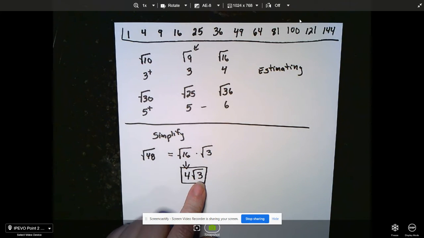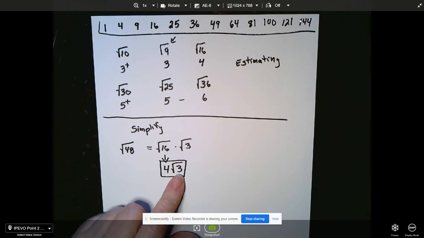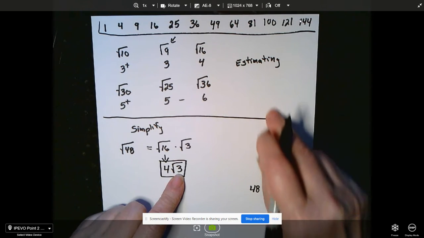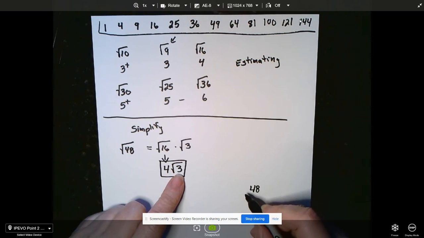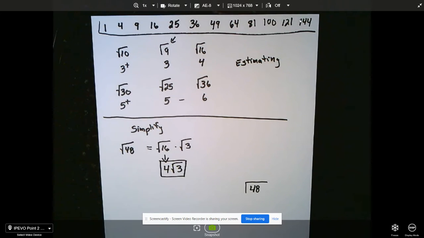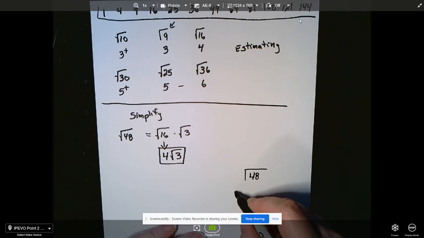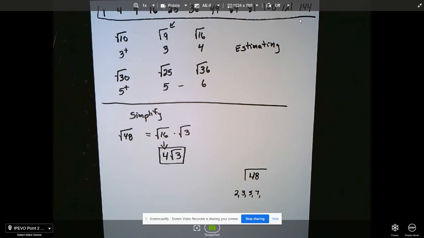Now there's another method that I like, which is called the birthday cake method. And in that method, you're going to be working up this way. So I like to give myself some room. And you're going to divide 48 by the smallest prime number that you can think of. So usually 2, 3, 5, 7, and that's usually enough.